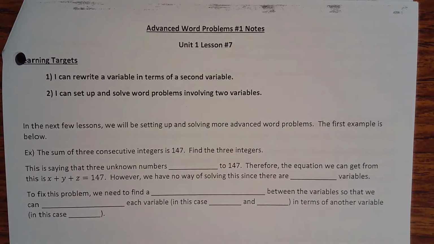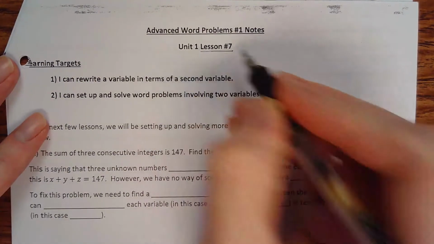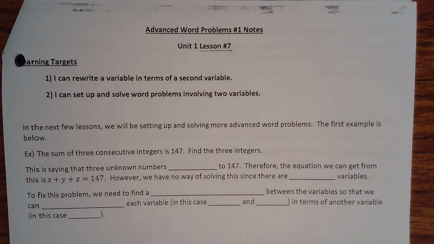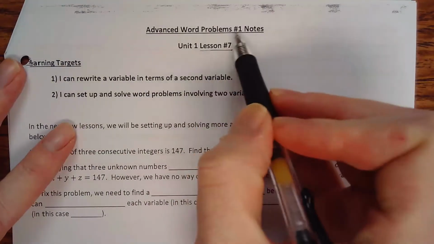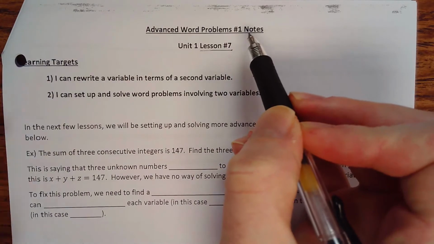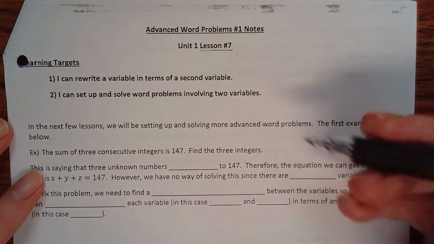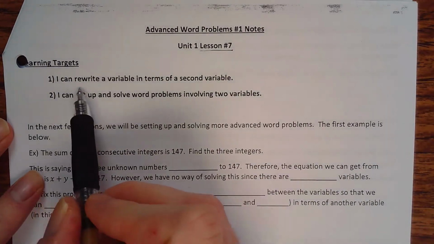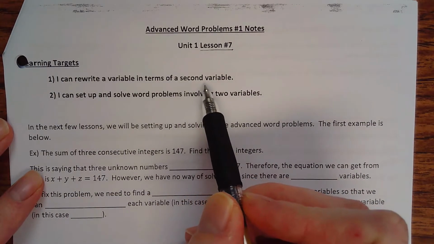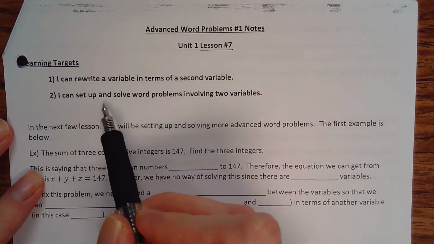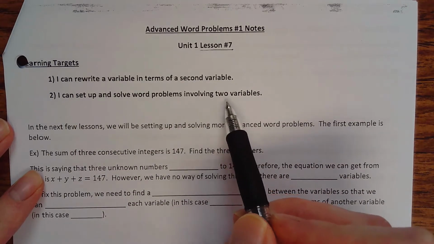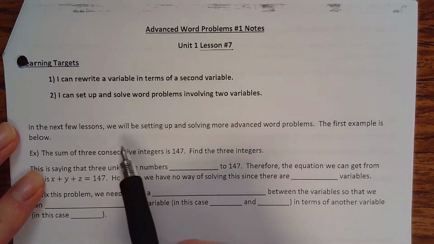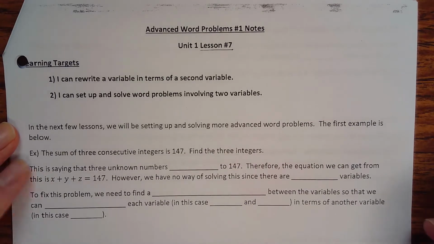All right, so here is Unit 1, Lesson 7. If you see it says Advanced Word Problems number 1, we actually have 2 days of this. The learning targets: I can rewrite a variable in terms of a second variable, and I can set up and solve word problems involving 2 different variables. So in the 2 lessons, we will be setting up and solving more advanced word problems.